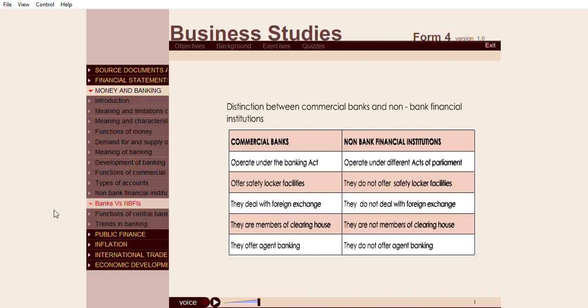Commercial banks are members of the clearinghouse. Non-bank financial institutions are not members of the clearinghouse. Commercial banks offer agent banking. Non-bank financial institutions do not offer agent banking.